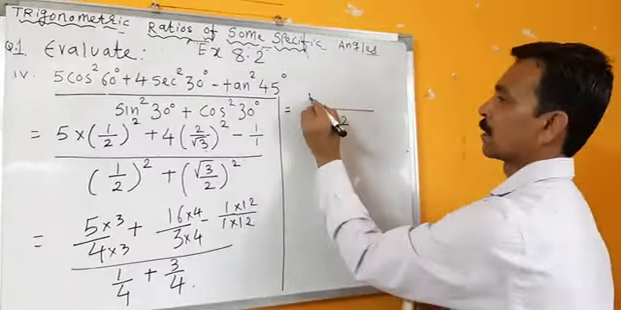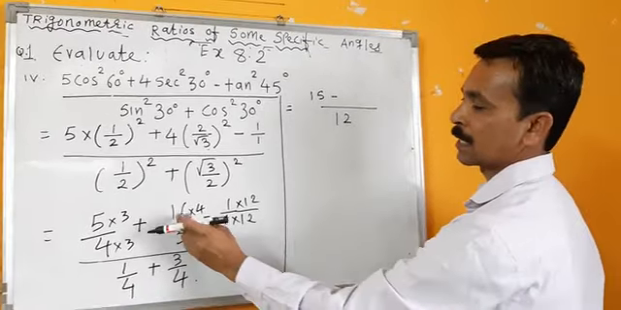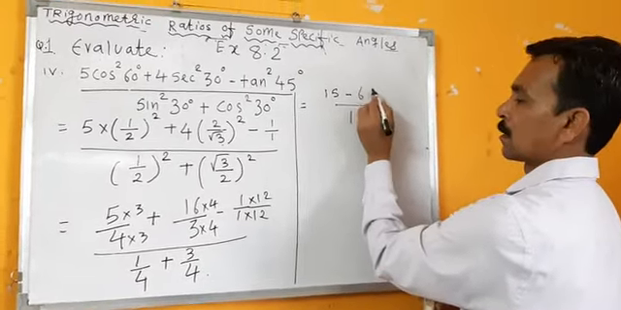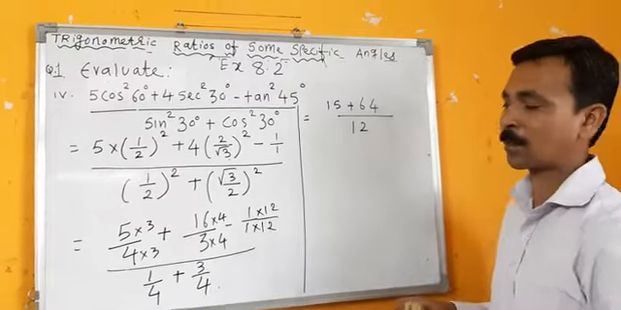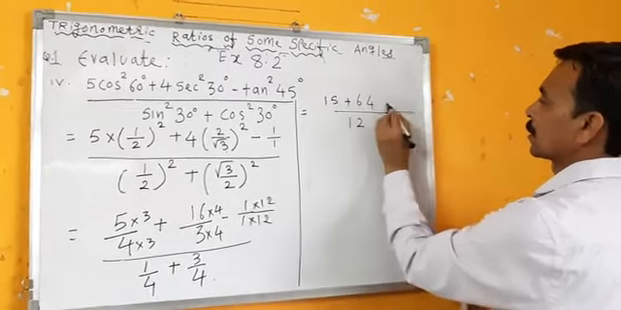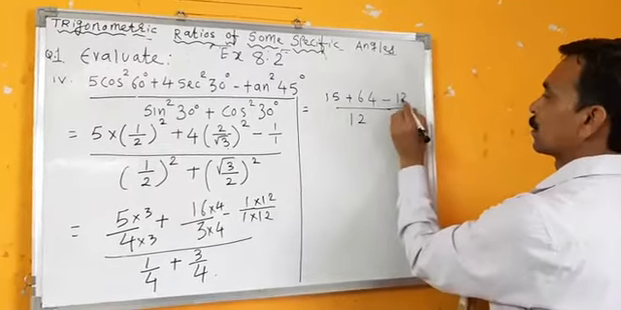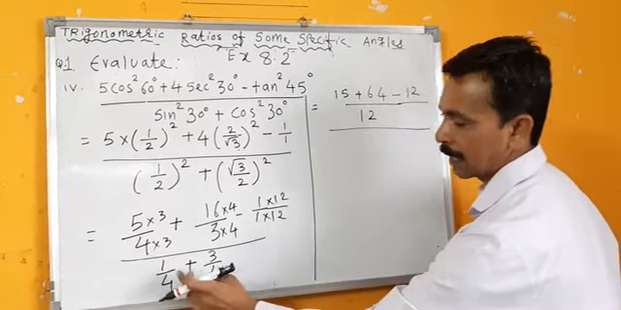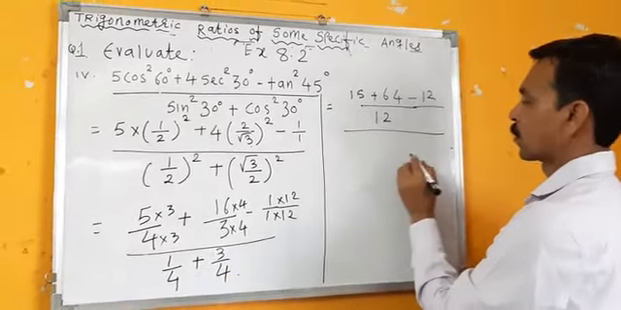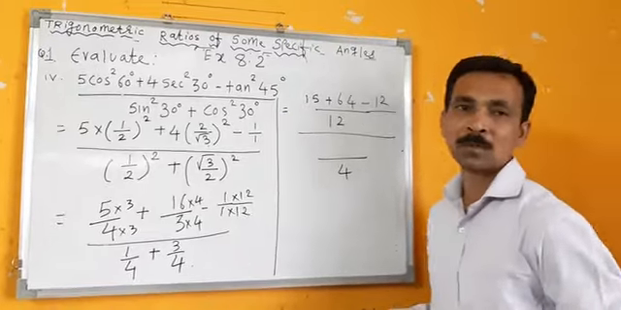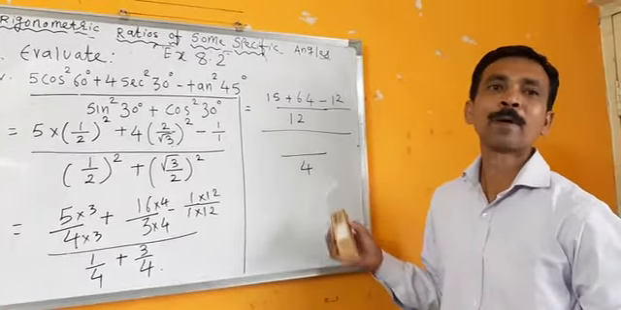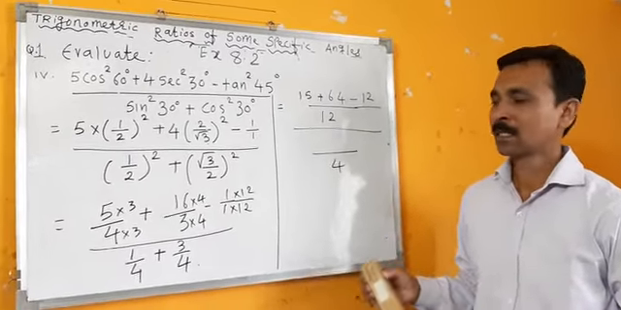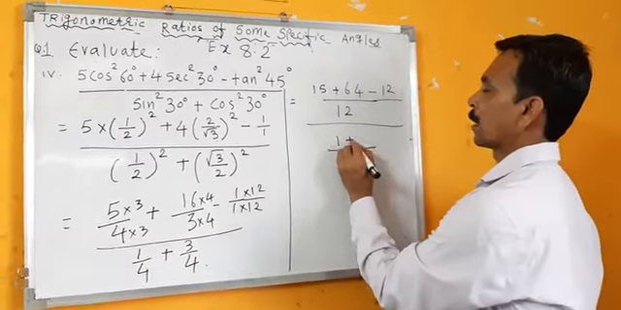Multiply. 5 3s are 15, plus 16 4s are 64. It is plus, not minus. Minus 12 ones are 12, upon 12. Take the LCM of 1 by 4 plus 3 by 4. What is the LCM? 4. As the denominator is the same, the numerator will be added or subtracted as it is. Here it is plus, so it will get added.